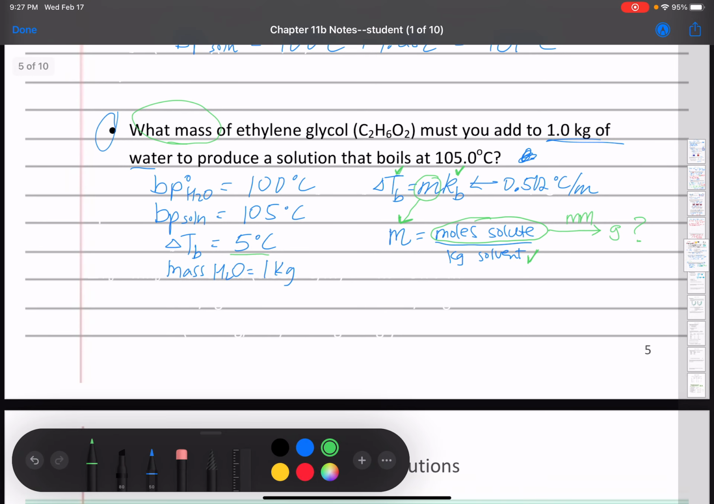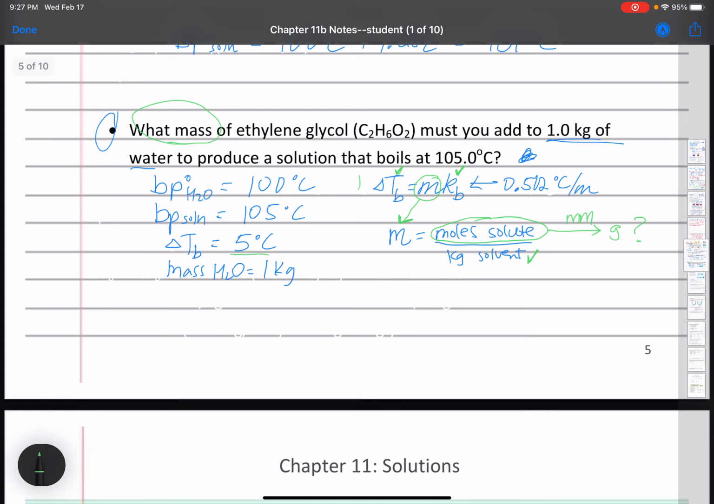So now we can do this math. The first thing I want to do is use this equation here, and I'm going to rearrange it. So molality equals change in temperature over the boiling point constant. Change in temperature is 5 degrees Celsius, and the boiling point constant, 0.512 degrees Celsius per molal. Our molality is 9.77 molal. Awesome. Now I can use that in this equation here. So again, I'm going to do a little rearranging of this equation so I can solve for moles of solute.